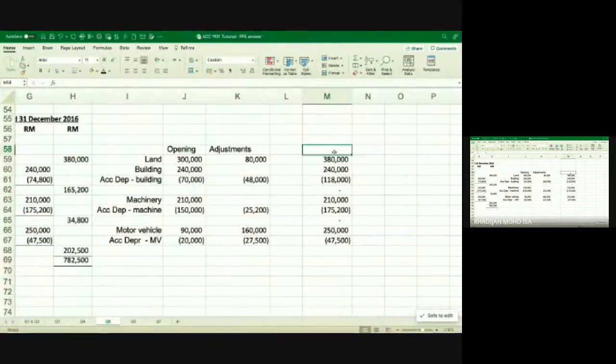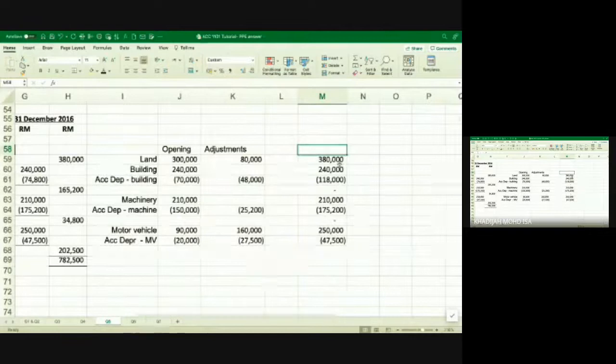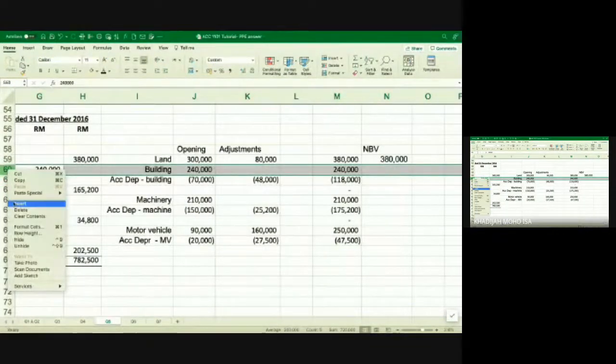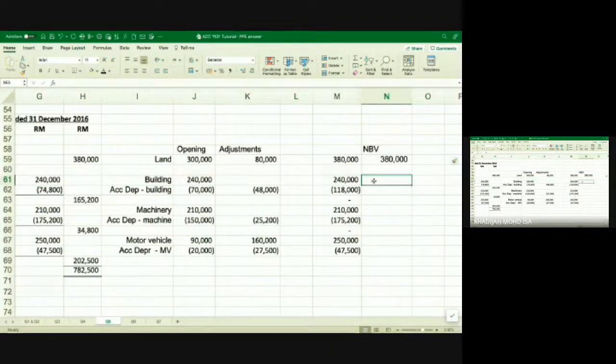You can have it presentation if you want to show this one is the net book value. If you want to show the net book value, you can show individually. So this one is actually the sum because you want to separate your land and building, right? So the building is actually, this is the net book value. From here, command C, command V.